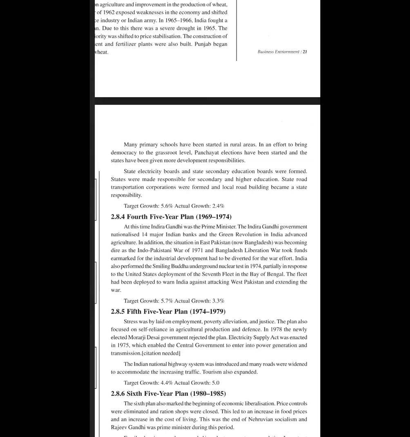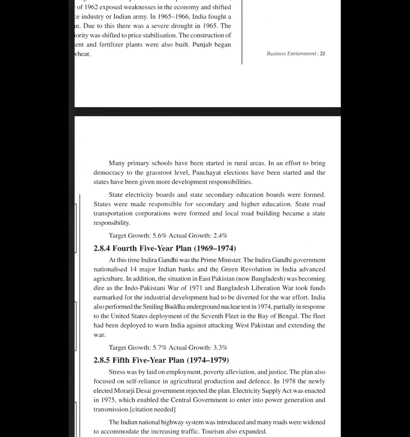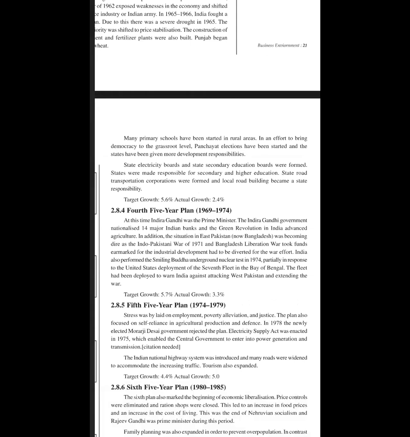Now, the fourth 5 year plan. It started in the year 1969 to 1974. In this 5 year plan, we can see the government has nationalized 14 major Indian banks. They have also created a new country called Bangladesh, which was called East Pakistan. In the Indo-Pakistan war in 1971, the Bangladesh liberation war took place, and funds earmarked for industrial development had to be diverted for the war efforts.